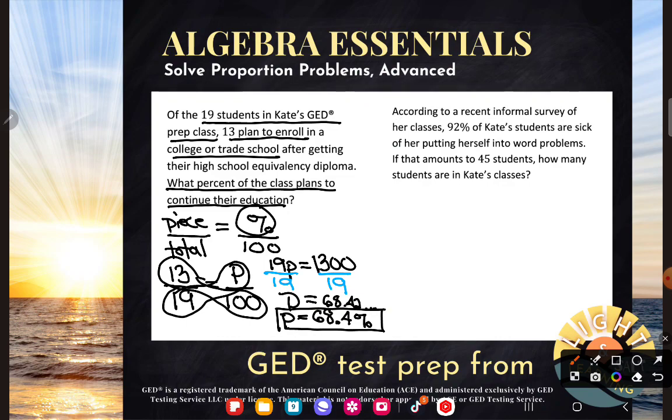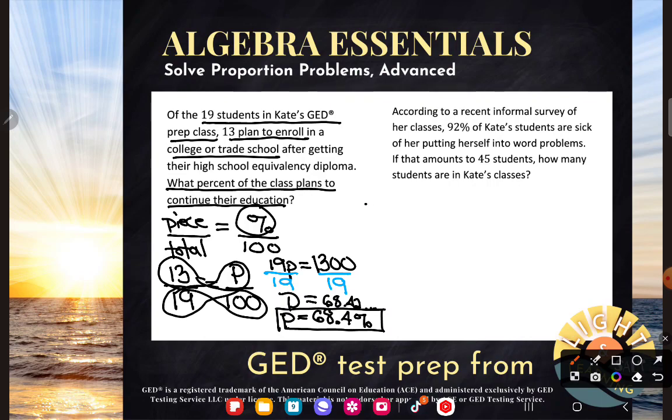Next one. According to a recent informal survey of her classes, 92% of Kate's students are sick of her putting herself into word problems. Oh man, she sounds self-absorbed. If that amounts to 45 students, how many students are in Kate's classes?